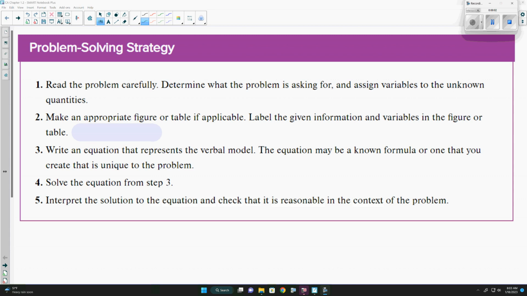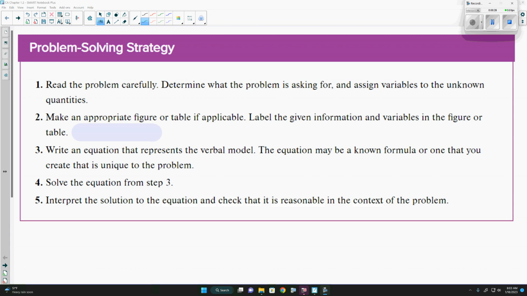So the first assignment that y'all did was just solving linear equations, multi-step equations, which y'all have been doing for years now. It's not something that's overly new. What we're doing today is problem-solving strategies, word problems. Now, these are a little bit new. We don't really talk too much about them in Algebra 2, but they're not too bad once you think about them and work through them.